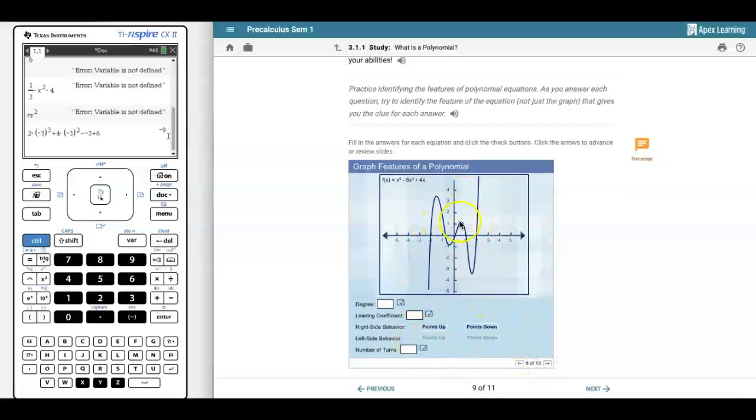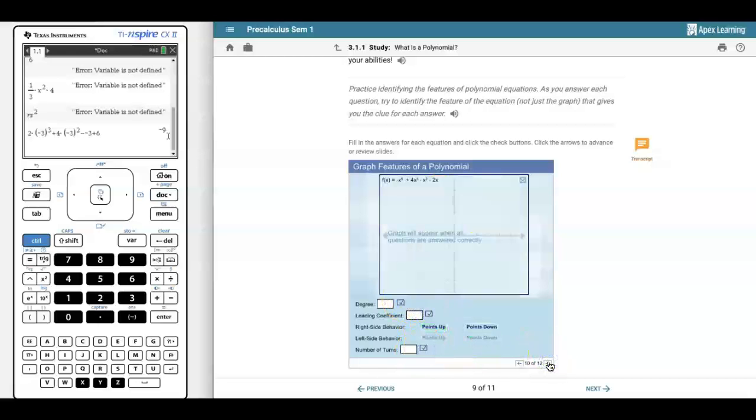All right. x to the 5th here. So I've got 5. My leading coefficient is a +1. The right side of my behavior is pointing up. The left side's pointing down. And my number of turns, 1, 2, 3, 4. So 5, 1, 4, check.